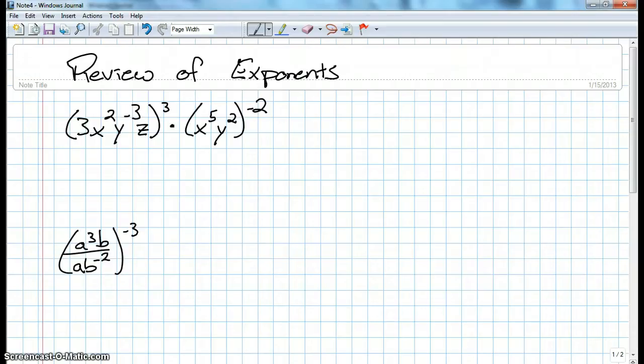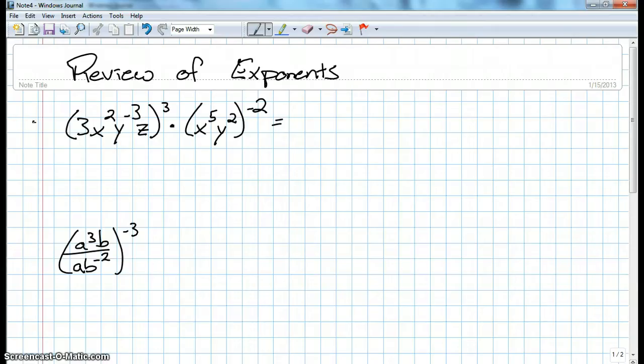So our first example that we're going to look at is the quantity of 3x squared y to the negative third z, all to the third, times x to the fifth y squared, all to the negative second. Any ideas how we want to start this? Okay, Reagan? You do the 3, and you have to do it to the cubed. Okay. I didn't mean it like that.